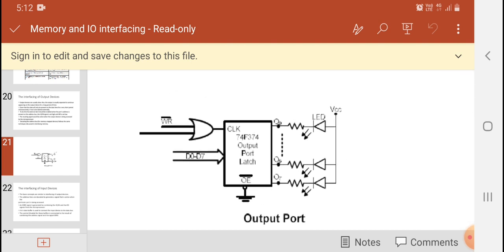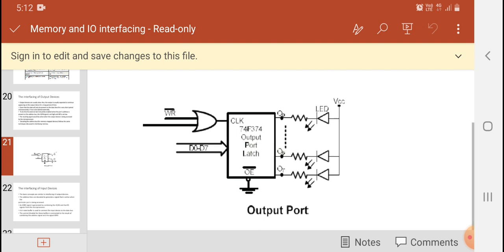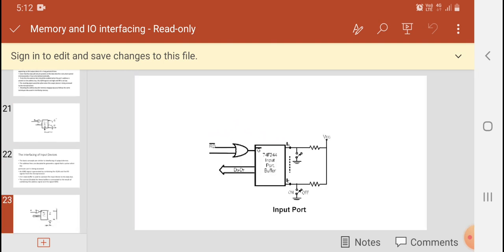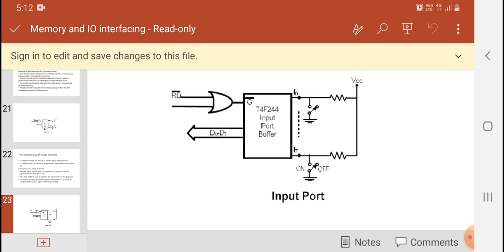I consider the output port: the microprocessor is writing into the LEDs, whatever number of LEDs you connected. When I talk about an input port, the 8086 is reading from the input port. So RD is the pin coming from 8086, and as usual D0 to D7, all 8 data lines, are used for accessing the peripheral, that is the port. So that is all about memory and IO interfacing. Thank you.